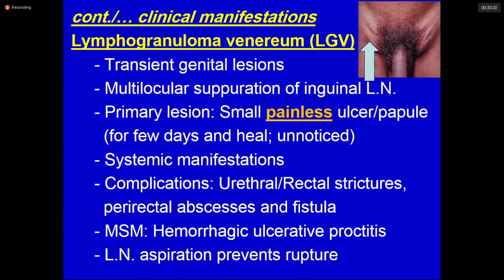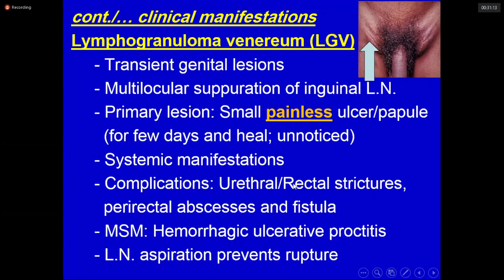Now we come, as I promised you, we are going to speak about lymphogranuloma venereum, LGV. It's a transient genital lesion, multilocular suppuration of inguinal lymph nodes. These become suppurative, ulcerated. The primary lesion is small and painless, remember, lymphogranuloma venereum, painless. Ulcers or papule just appear for a few days and heal, sometimes unnoticed by the patient. Sometimes accompanied by systemic manifestation like fever, loss of appetite, tiredness, myalgia, headache, etc.